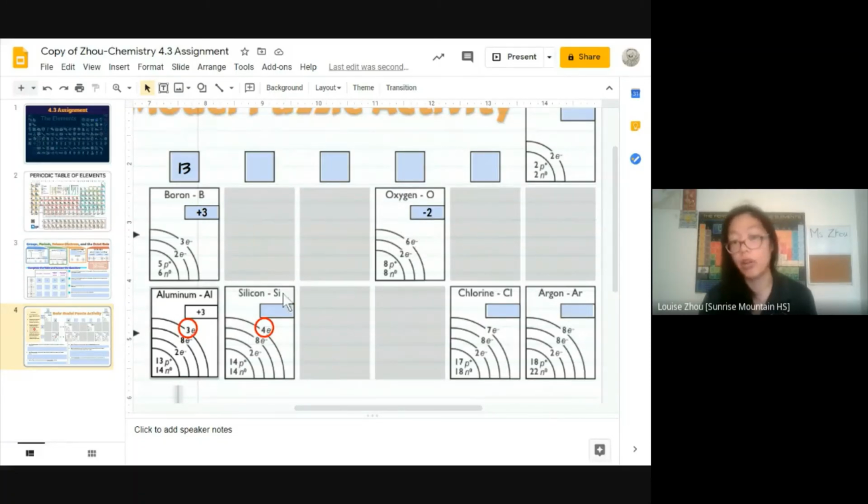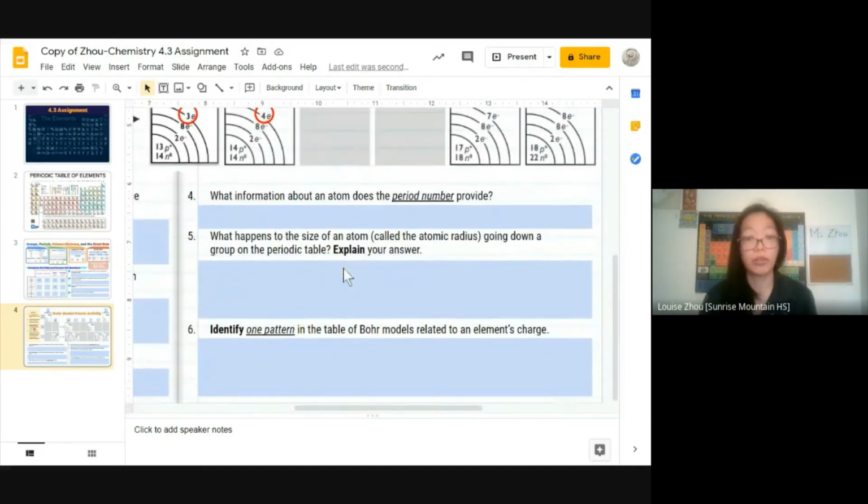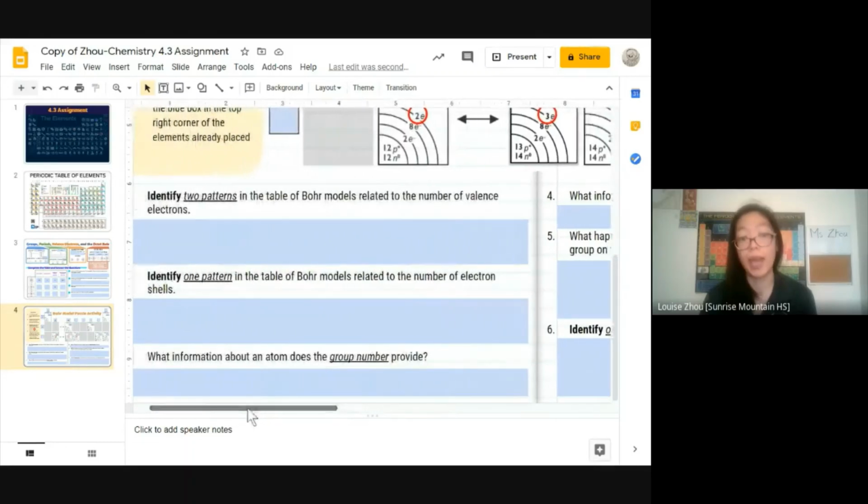So all your elements want to look like your noble gases, your column 18 elements. They want to have complete outermost valence electrons. All right, so with that, you should be able to answer the questions at the bottom. I'll go ahead and give you some hints anytime it asks about patterns. So here it says, identify 1 pattern or identify 2 patterns.